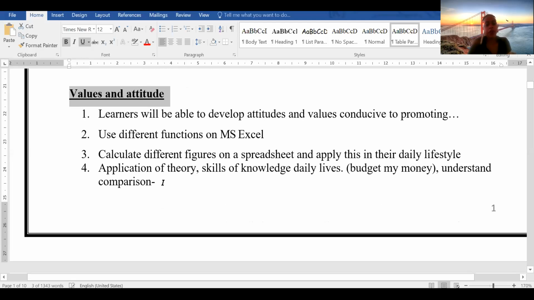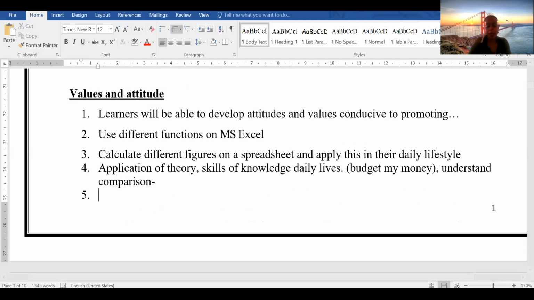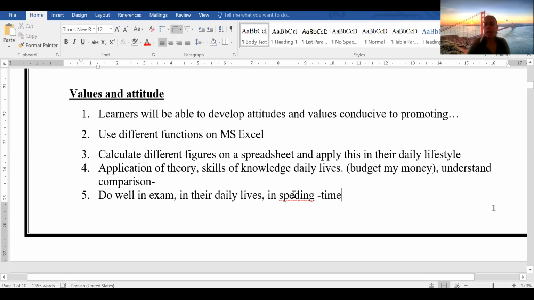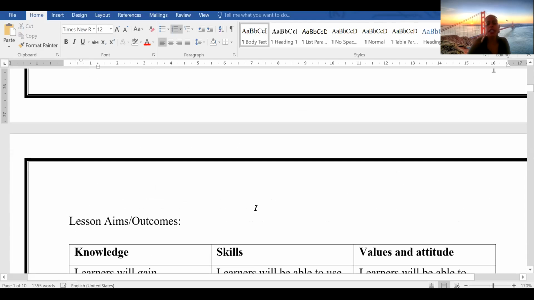Those are the kind of values and attitudes that the students are going to learn from this module, from this lesson of today, so that they can now do well in their exam, in their daily lives, in spending their day, their money, and most importantly, time. Because that is the end in mind, that is the objective.